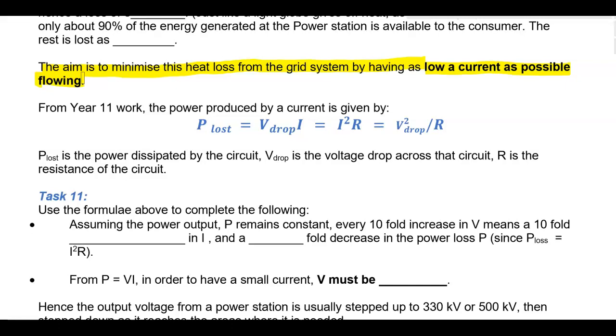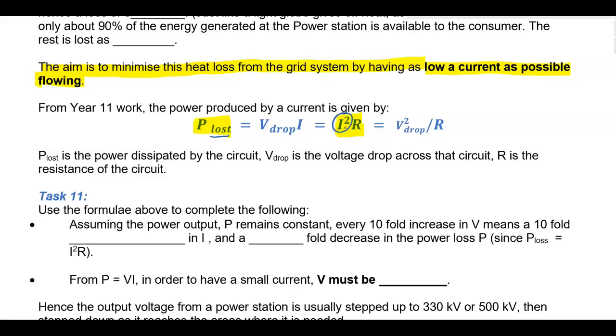Why? Because of these formulas here. So we look at P lost, the power lost due to heating. The key formula for this is I squared R. Electrical engineers and sparkies call them I squared R losses. The thing to remember is that the amount of power you lose as heat is not proportional to the current. It's proportional to the square of the current.